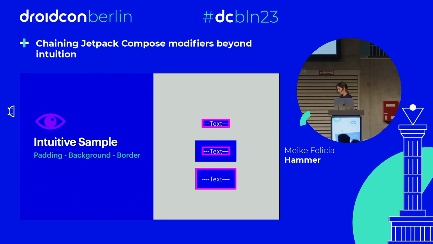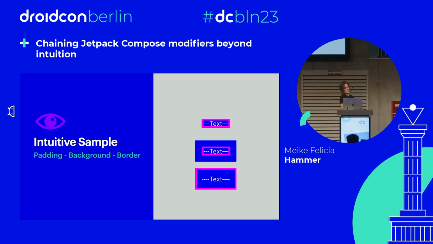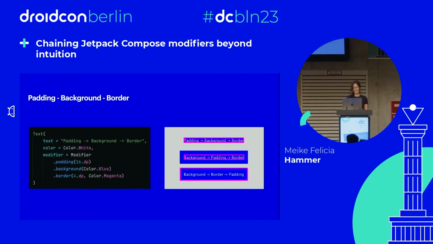So let's jump into another, I would call it, intuitive example, but let's see. If you imagine you have a padding modifier, a background, and a border modifier applied to a text composable, you can actually achieve all these results just by swapping their position. Which one is which? We'll see that. Actually, just one sample, now you're seeing the order inside the text.